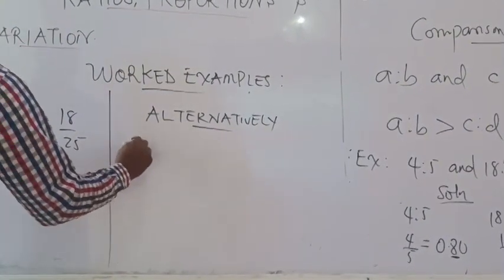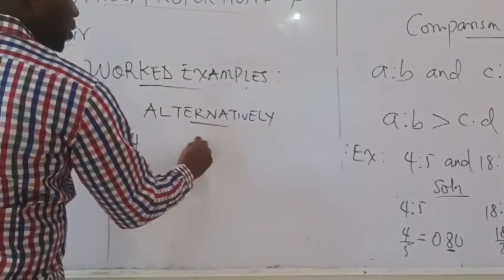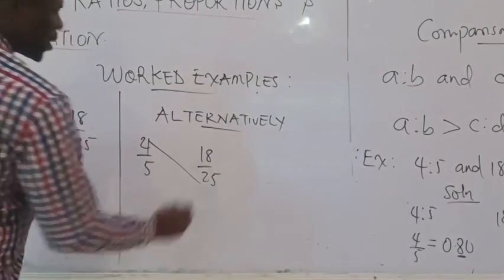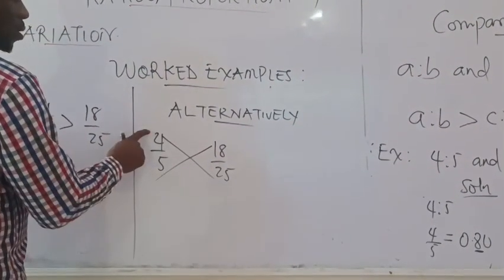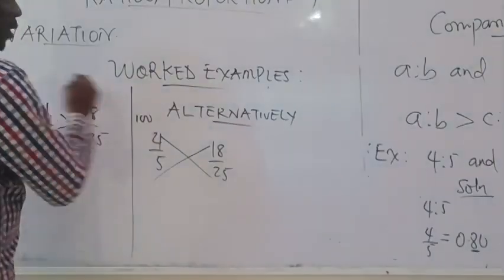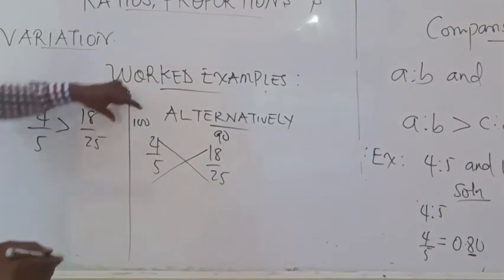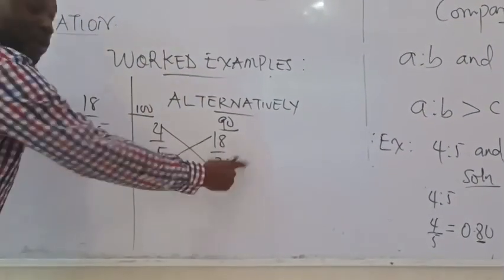The first pair of ratio is ratio 4 to 5. And of course the other pair of ratio is 18 to 25. If we cross multiply this, 4 times 25 gives me 100, and 5 times 18 is 90. You could see that 100 is more than 90, and it simply means that this pair of ratio is more than this.